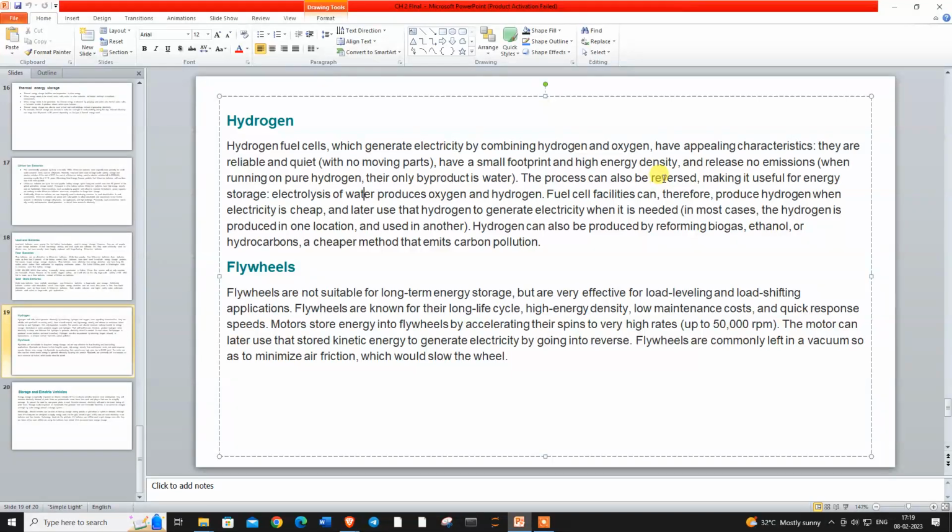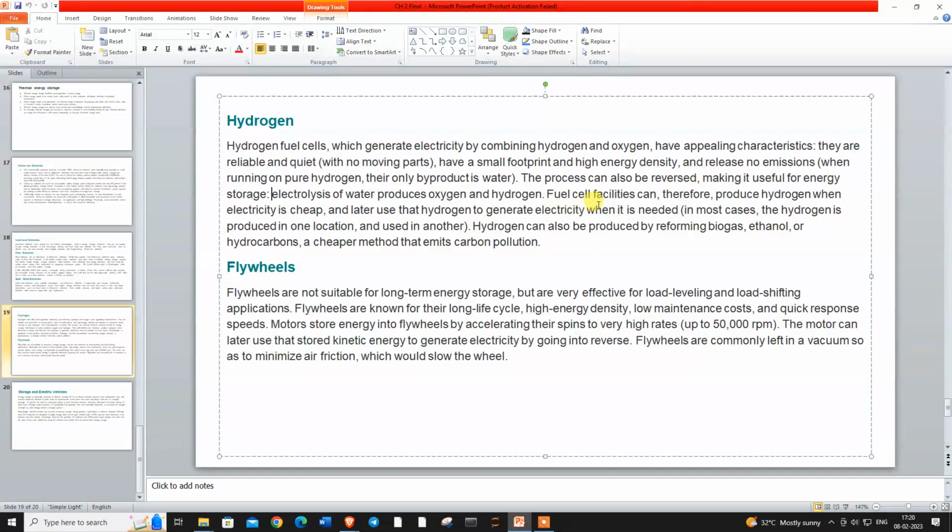Also it has no emissions, because hydrogen does not emit that much carbon or the different emissions that can be hazardous for air pollution. So when we are running on pure hydrogen, that is green hydrogen, the byproduct only is water. So emissions are also less. Now this process can be reversed, making it useful for energy storage, which includes the electrolysis of water, which produces oxygen and hydrogen. Now here facilities can therefore produce hydrogen when electricity is cheap, and later use hydrogen to generate electricity when it is needed.